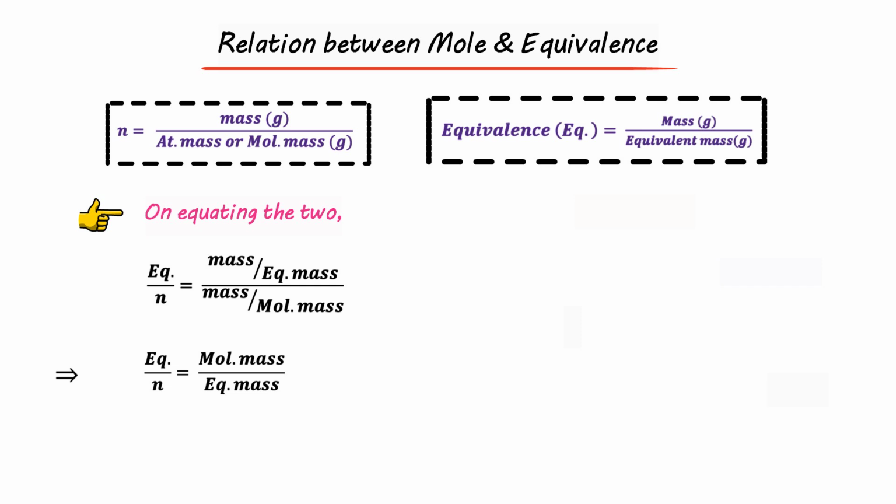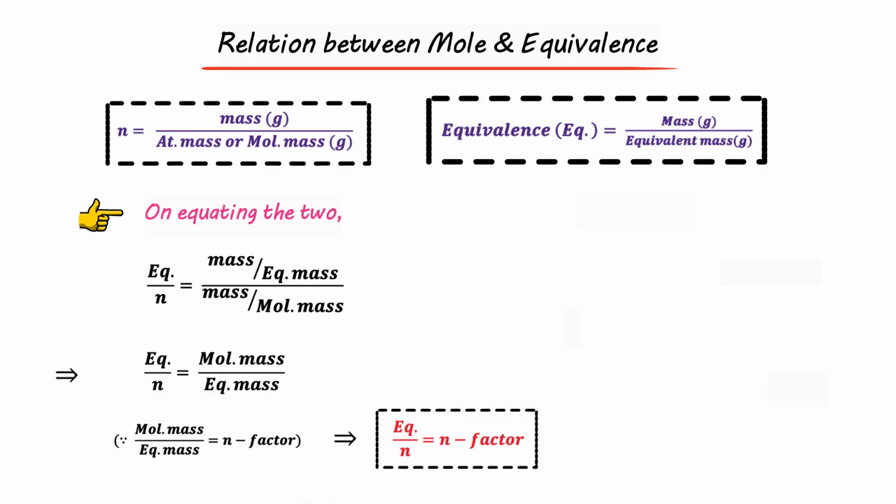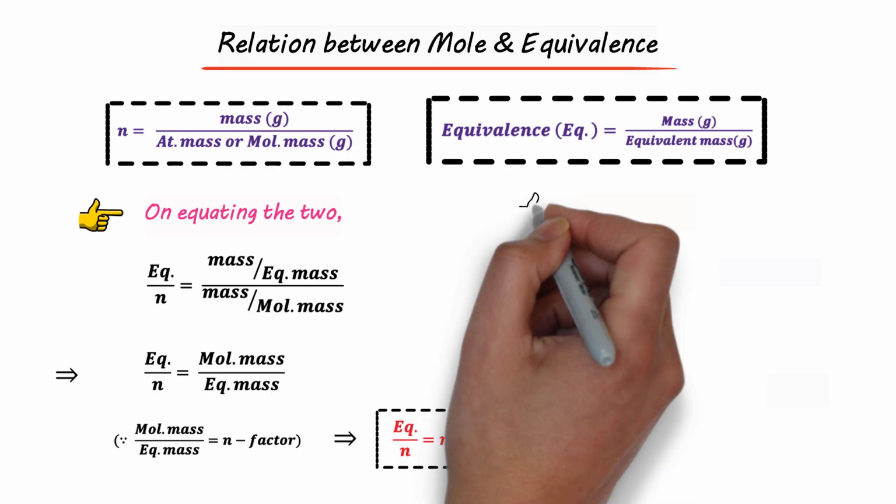As we know, the ratio of molecular mass to that of equivalent mass is basically n factor. So putting the value here, you can get equivalence divided by number of moles equal to n factor. This is the required relation. For any queries regarding n factor, please go through my previous video whose link has been placed in the description.